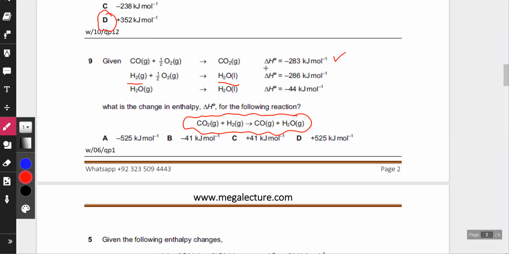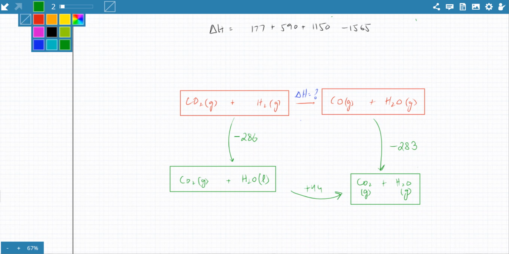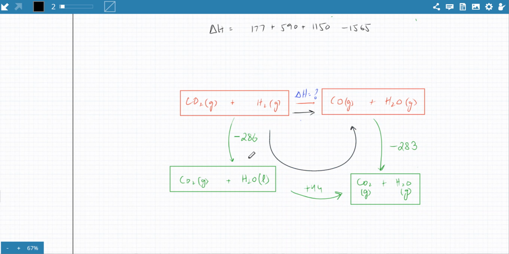But you're going in the backward direction, right? So it's going to be plus 44. So this path over here would be plus 44. Now if you focus on the arrows, one path is equal to the other path. This is the path that you want to figure out, and this over here is your other path, and the two enthalpy changes would be exactly the same.